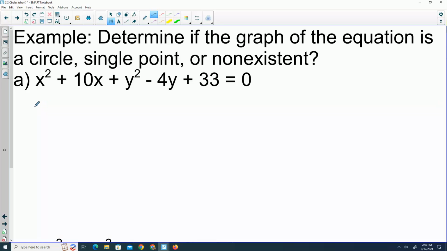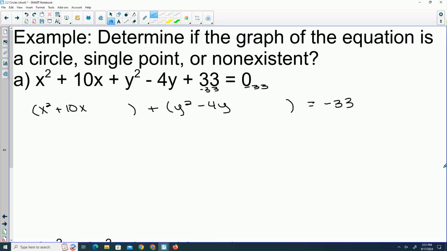So I am going to put my x's together, and I'm just going to leave a little space in that parenthesis. And I'm going to put my y's together. Leave a little space in that parenthesis. And I'm going to go ahead and move my 33 to the other side, since it's a constant.